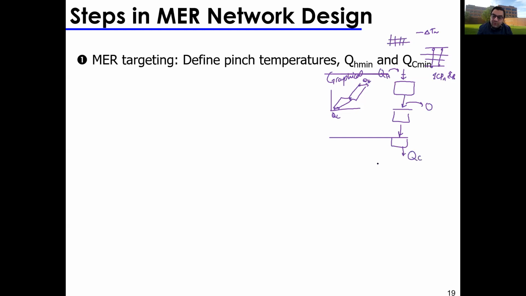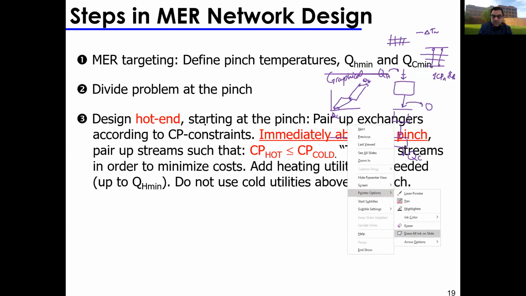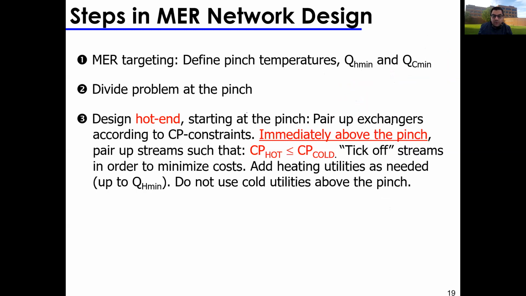Once you do this, I have my pinch temperature, QH min, and QC min. I divide my problem at the pinch. I design the hot end starting above the pinch, or the left-hand side, whichever you want to call it, and you pair up exchangers according to CP constraints. Immediately above the pinch, this rule applies: CP hot has to be less than CP cold. This is rule number 1 for above the pinch, and rule number 2 is do not use cooling utilities. No cooling above the pinch.